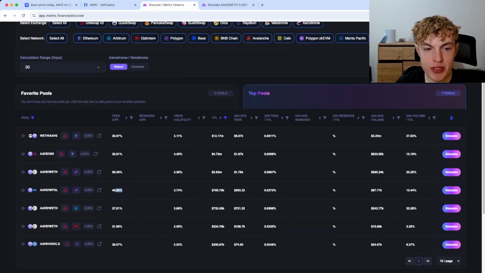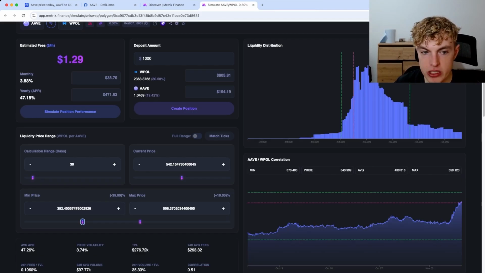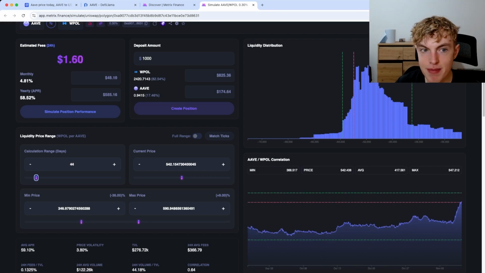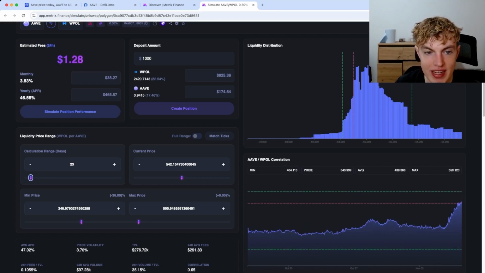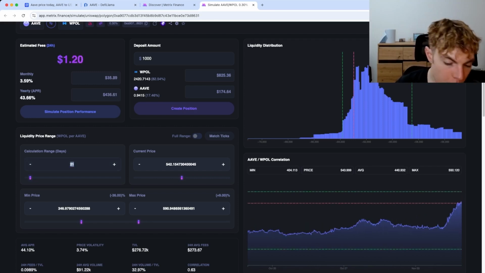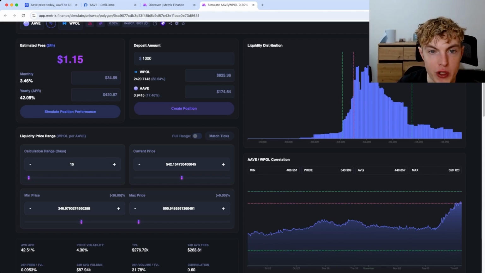We also have this position AAVE to wrapped Polygon sitting at 48% fees APR and a sub $1 million TVL. It's 785K. This could be all right, maybe not the best. I'm gonna go ahead and simulate the position. So let's change our max price and min price. I'm gonna go ahead and check out the calculation range. All right, if we were to set this max price and this min price and the calculation range to, let's go 15 days, we're looking at 42% APR.